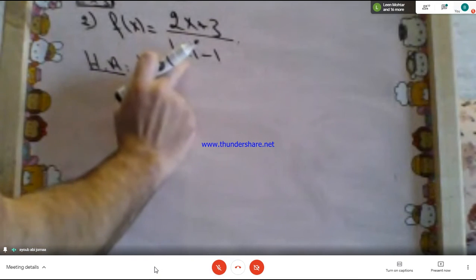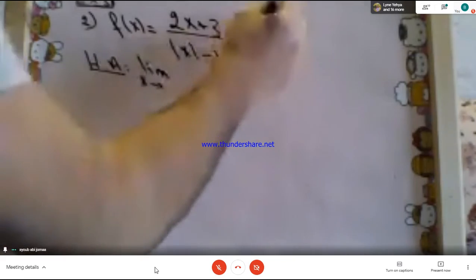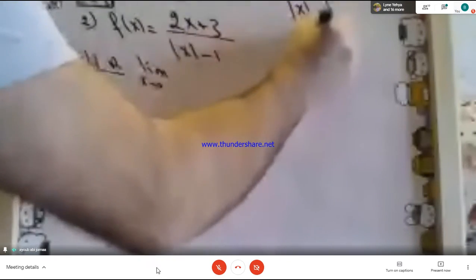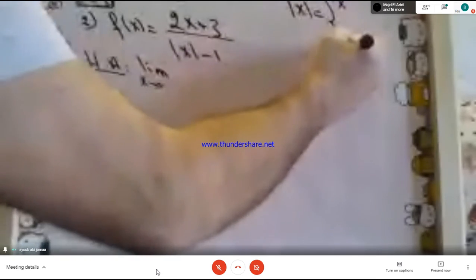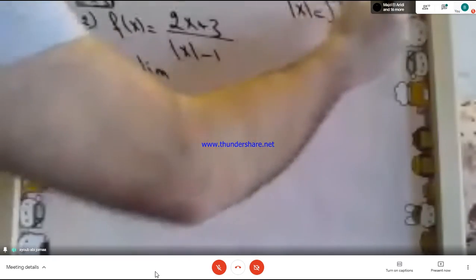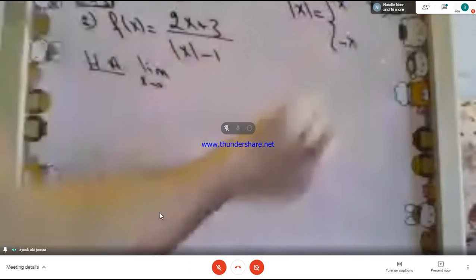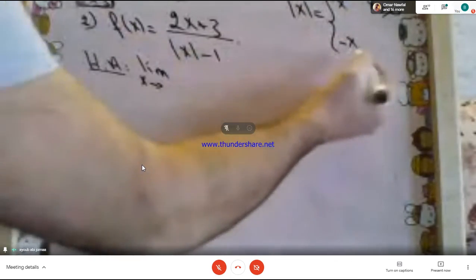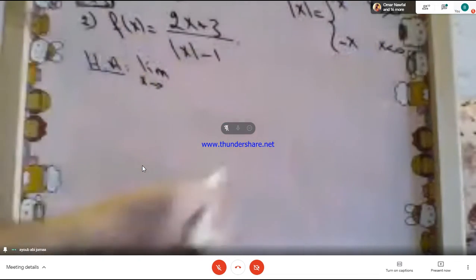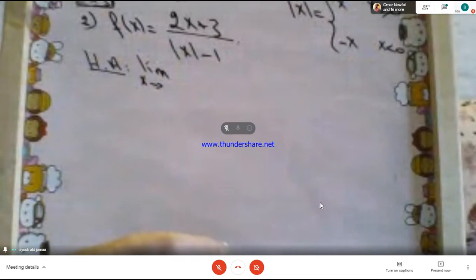Because in the function here we have absolute value of x. And you know that absolute value of x is one of two: it is the number x or the opposite. It is x if x is greater than or equal to 0, the same number if this number is positive, and the opposite if this number is negative. Okay?